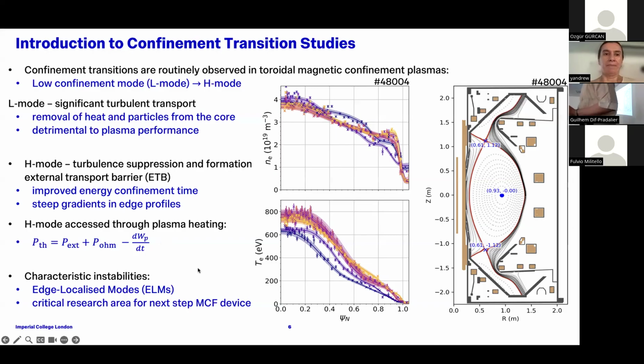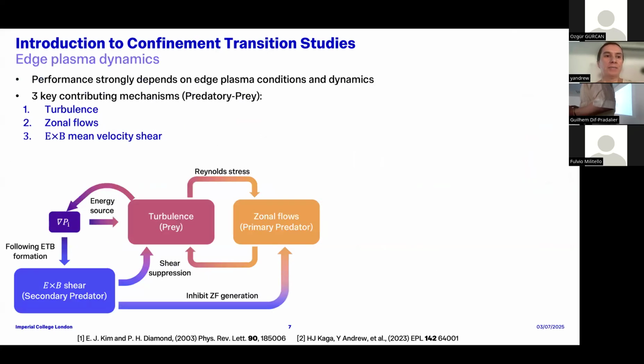Okay. So it has its problems, ELMs and other problems, but it remains an interesting mode of operation for future devices.